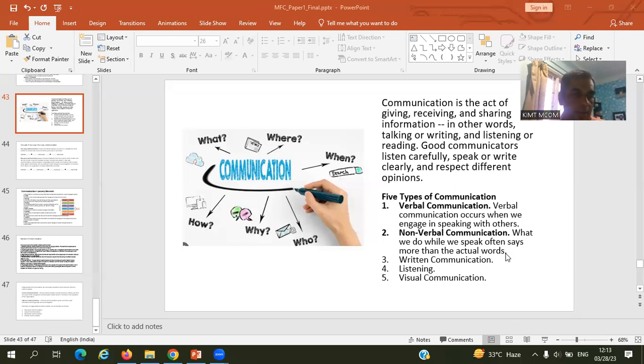Or you are hungry and you want to eat something. If you give a signal, your family members understand clearly what you are saying. That is non-verbal communication. Written communication is anything in a writing form. It could be a business letter, a personal letter, a legal letter, a bond, an agreement. Anything you are writing is written communication.